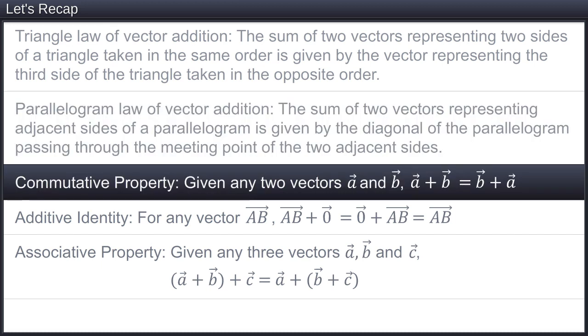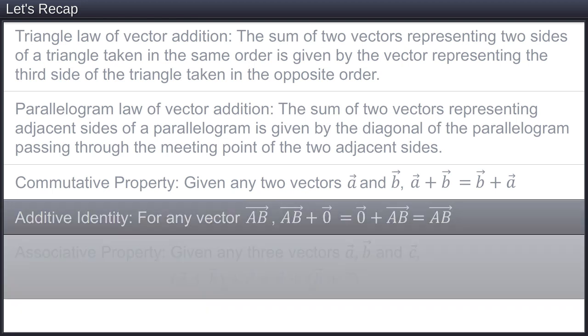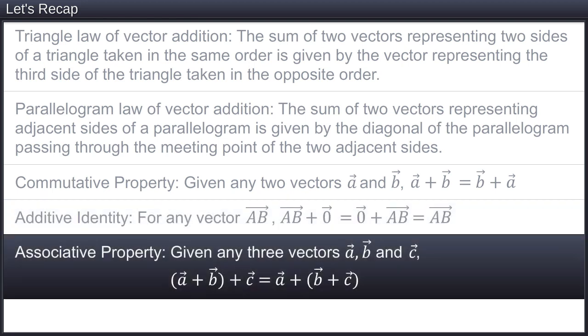Vector addition is commutative. If we add a zero vector to any vector, the vector remains unchanged. Hence, a zero vector is called the additive identity of vector addition. Vector addition is associative.